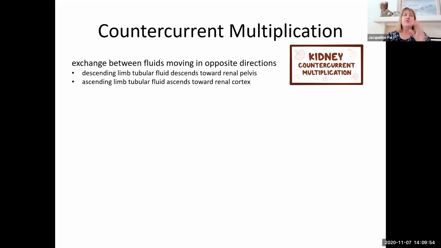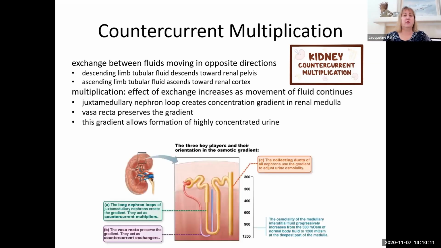If you go back and think about the basic anatomy, we had two different types of nephrons. We had our cortical nephrons, which had really short loops that only went a short distance. And then we had those juxtamedullary nephrons, which had really long loops of Henle that went way down towards the renal pelvis. This countercurrent multiplication occurs because the juxtamedullary nephron loops are going to create a concentration gradient in the renal medulla. And this multiplication basically is an effect of exchange that increases as the movement of fluid increases.